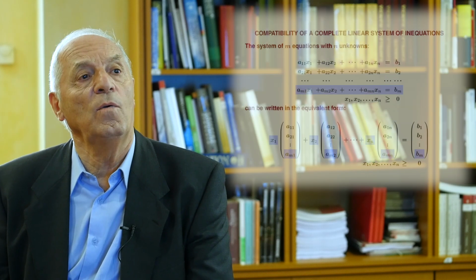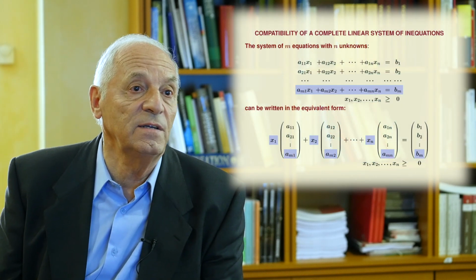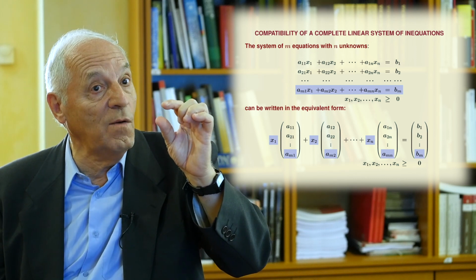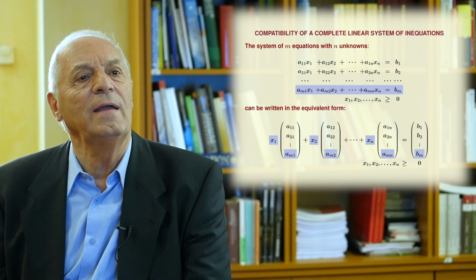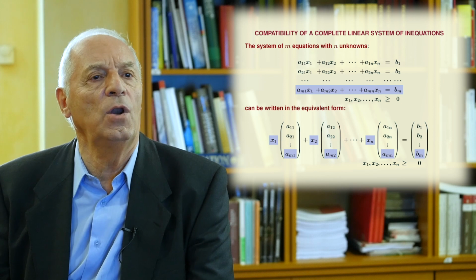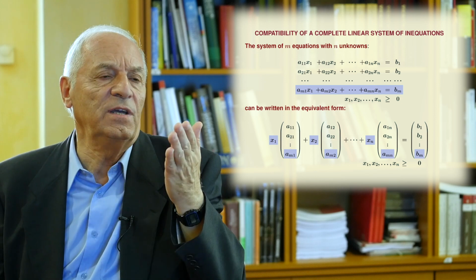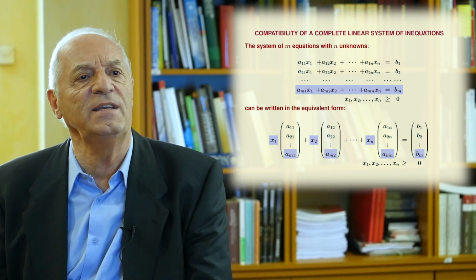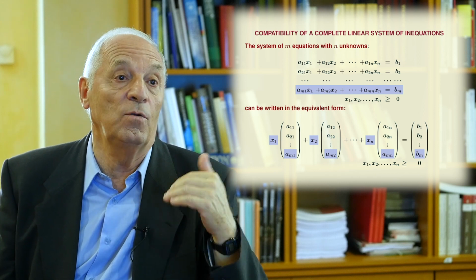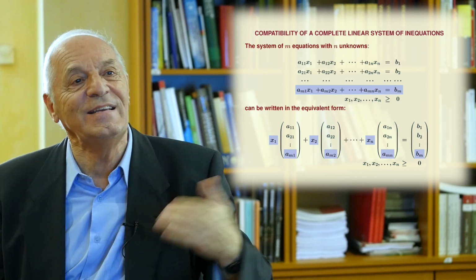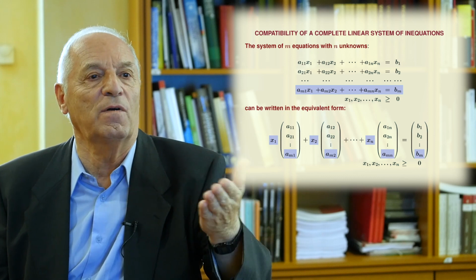In the case of compatibility of these systems, we are going to study a particular case. We have equalities, instead of inequalities, but all the unknowns should be non-negative. Although this appears to be a very particular case, we can demonstrate, and we will do it in the course, that any system can be transformed into this form.